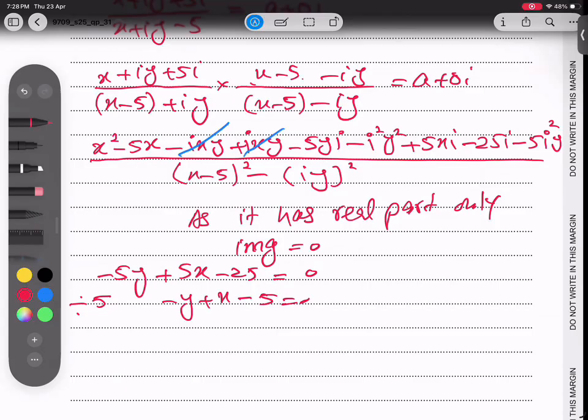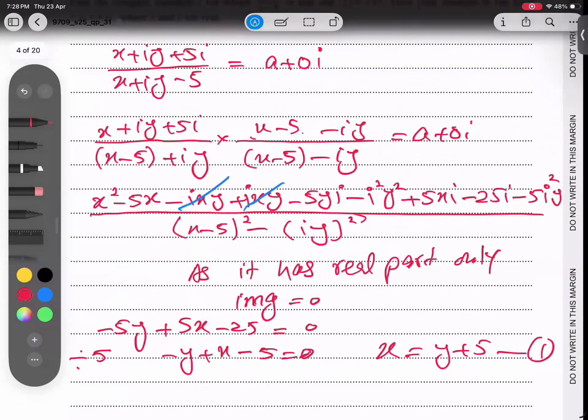Okay, now after this, what I'm going to do is rearrange. I make x the subject or y the subject, no issue at all. Basically, I got x minus y equals 5. This is no problem at all, or I make anything the subject. I make x the subject, so I got x equals y plus 5. Equation number 1 done.